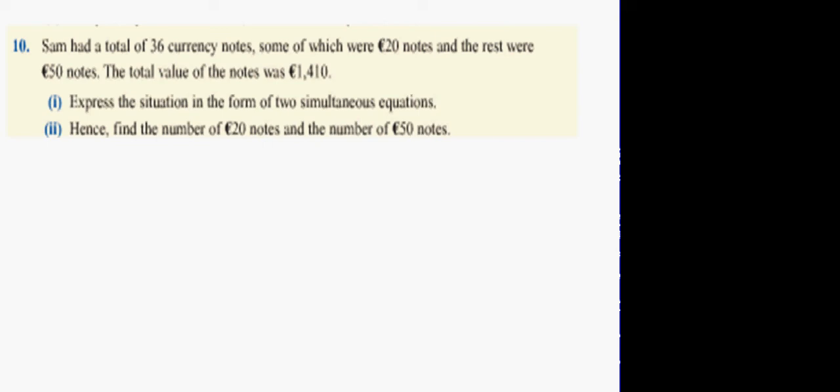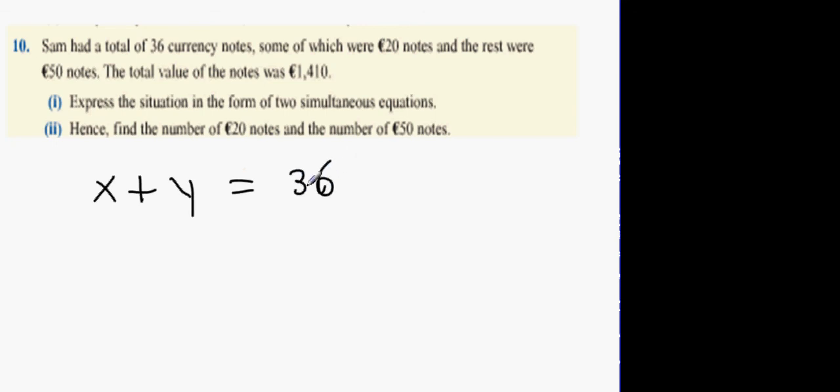Sam has a total of 36 currency notes, some of which were 20 euro notes and the rest were 50 euro notes. The total value of his notes was 1,410. Express the situation in 2 forms of simultaneous equations. The number of notes is the first one. Let X be the number of 20 euro notes, Y be the number of 50 euro notes. X plus Y equals 36 notes.